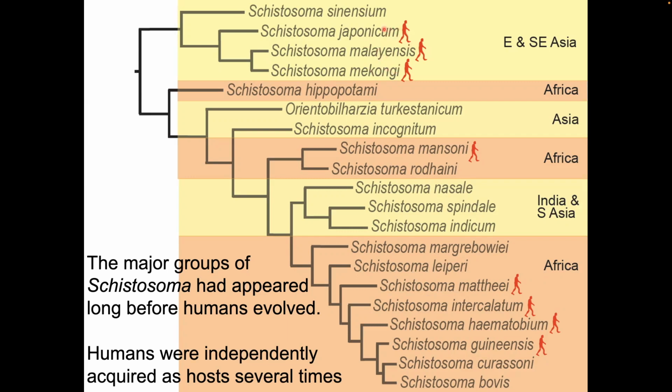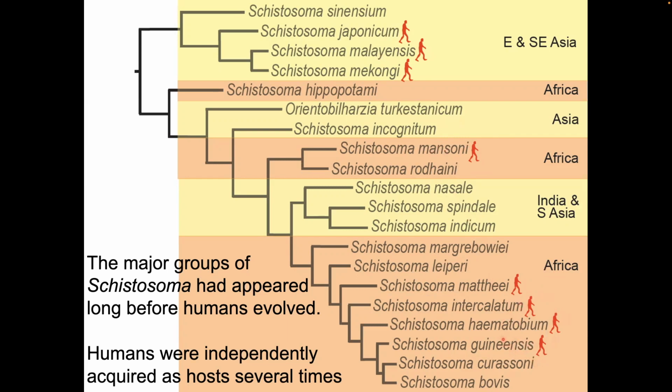and possibly malayensis and mekongi were already there before humans came along, but we're not sure. But now these infect humans. Malayensis is almost gone. Schistosoma mansoni, rodents and similar things in Africa, jumped into humans. And the only group that appears to have evolved with humans might be some of the Schistosoma haematobium group.